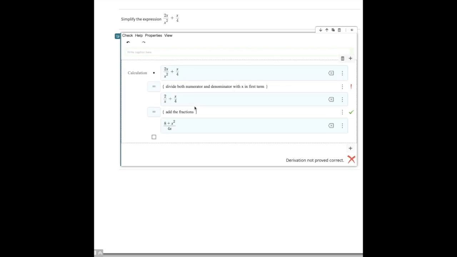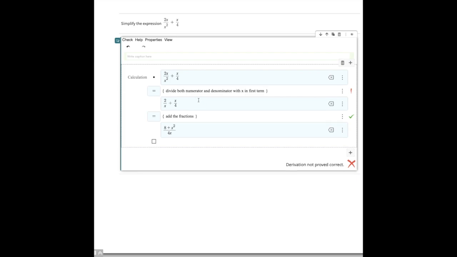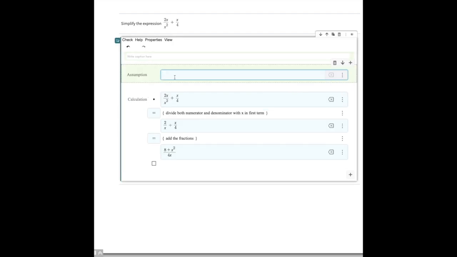Well, we have a problem here. The second step seems to be correct, but the first step is not correct. And the reason is that we are not really allowed to simplify a fraction where the denominator could be 0. And here there's nothing which says that x couldn't be equal to 0. However, we can solve this problem by adding an assumption. And in this case, the assumption would be that x is not equal to 0.